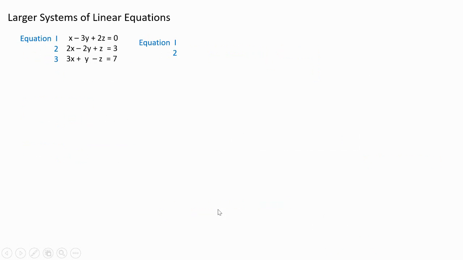So we're going to get equation 1 and 2, right? We're going to get rid of the x's. So I'm going to multiply -2 times equation 1. This is why, guys, because it'll be easier to get rid of the x's if we have a 1 here as a coefficient. So -2 times every term in equation 1 will give us -2x plus 6y minus 4z equals 0. Equation 2, we'll just start it over.